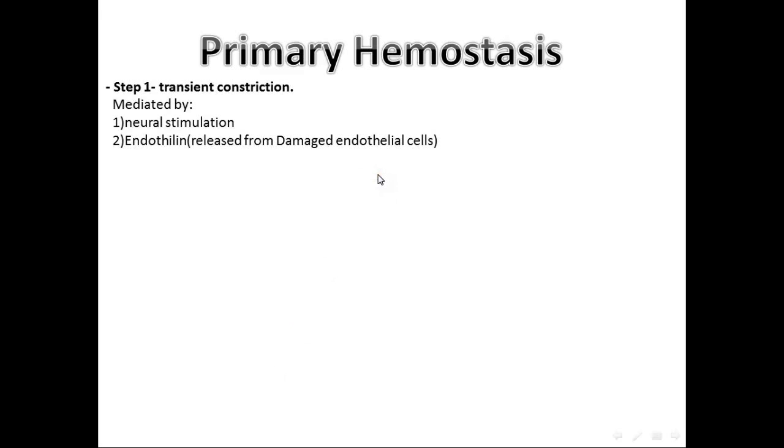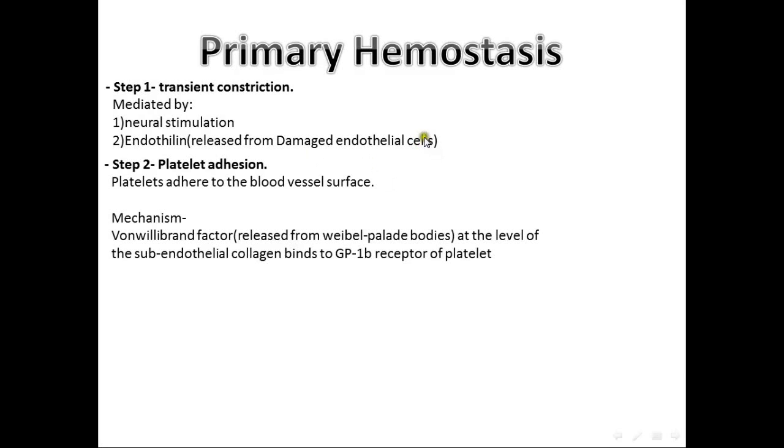Again, the first step in primary hemostasis is mediated by neural stimulation and endothelin released from damaged endothelial cells, which causes transient constriction of the blood vessel. The second step is the platelet adhesion to the blood vessel surface. The mechanism of it is von Willebrand factor that is released from Weibel-Palade bodies at the level of the subendothelial collagen, which binds to GP1B receptors of the platelet.